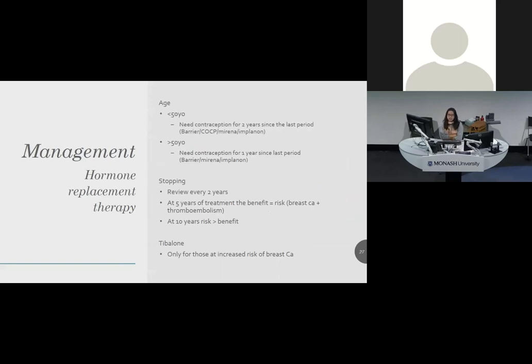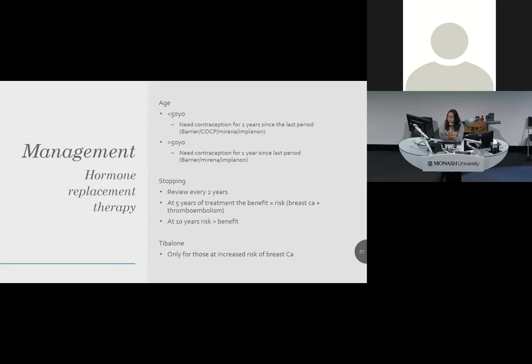So then comes age into the equation of HRT. If they're less than 50 years, like I said, they will need some sort of contraception because technically they're still able to become pregnant. So barrier contraception, the combined oral contraceptive pill, Mirena or Implanon are really good options. If they're over 50 years, they need contraception for 1 year since their last period. So if they are postmenopausal, they don't need contraception. But if they are perimenopausal, they do need contraception. So it can either be barrier, Mirena, or Implanon.